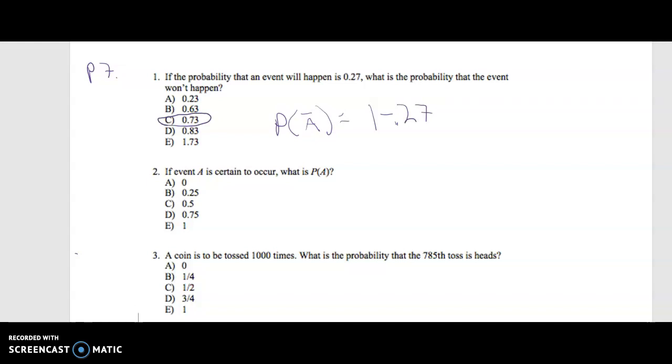Number 2, if event A is certain to occur, what's the probability of A? Well, anything that's certain to occur has a probability of 1.